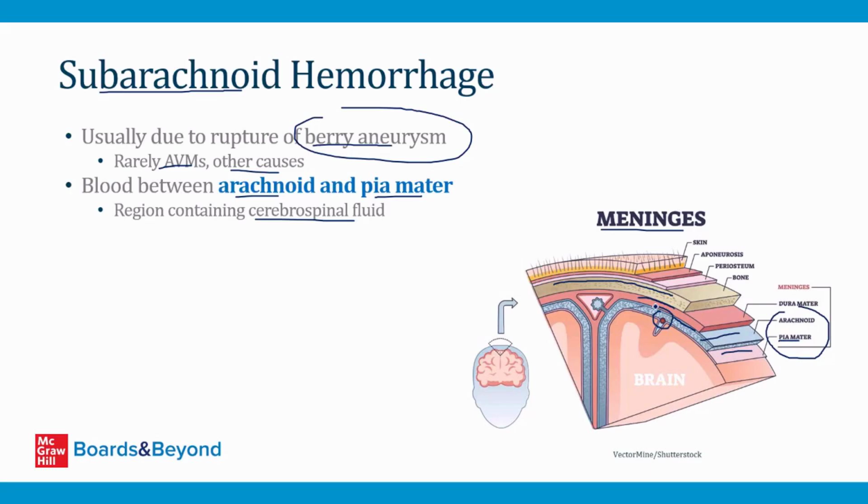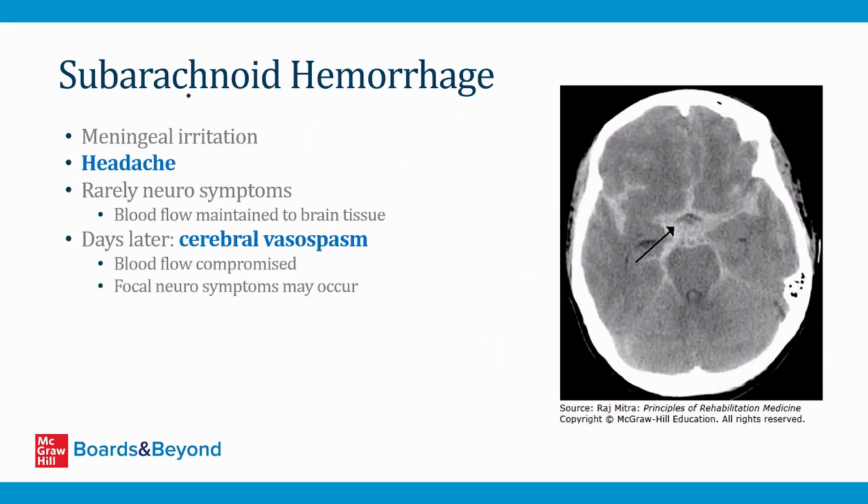So if one of them develops an aneurysm and it ruptures, you will get blood between the arachnoid and pia mater. Importantly, that blood will also mix with the cerebrospinal fluid, and so you can detect blood in the cerebrospinal fluid in patients who have a subarachnoid hemorrhage. So when there's bleeding into the subarachnoid space, this will irritate the meninges, and that can lead to headache, which is the dominant feature of subarachnoid hemorrhage. And we'll talk more about this in a second.